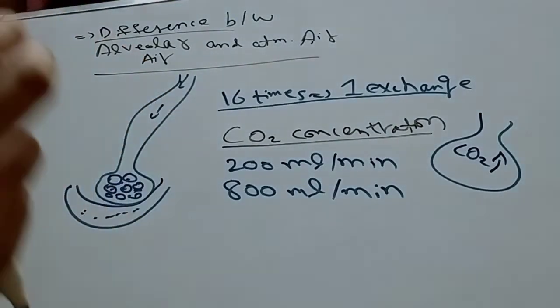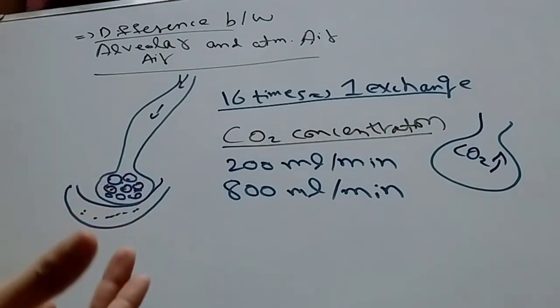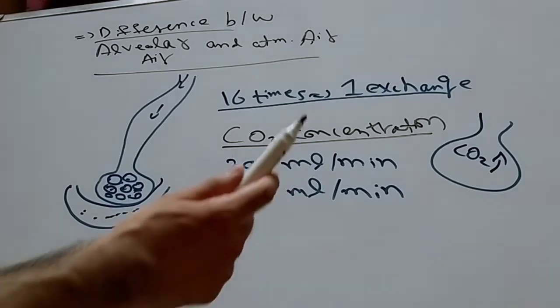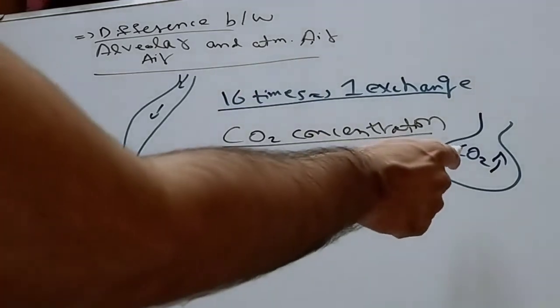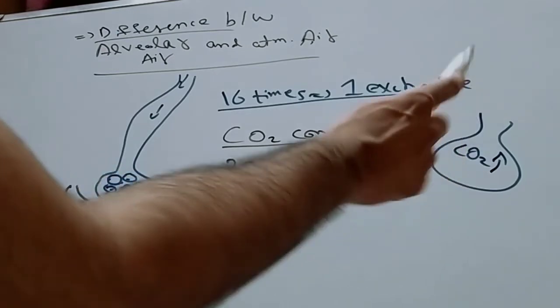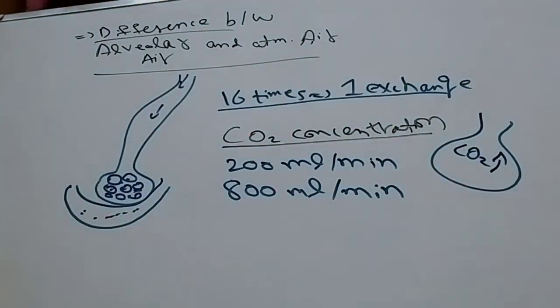So in short, if I summarize this point, the amount of carbon dioxide being diffused from the capillary into the alveoli determines the partial pressure of carbon dioxide in the alveolar air. So that's all about the CO2 concentration.